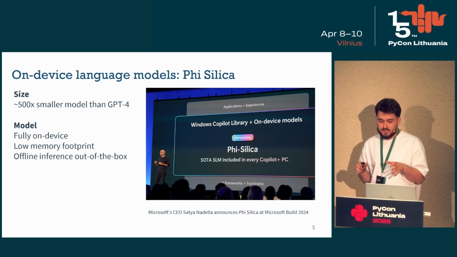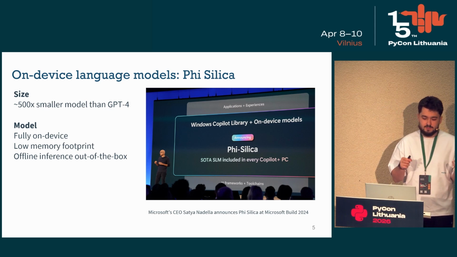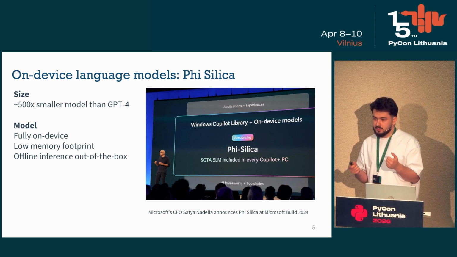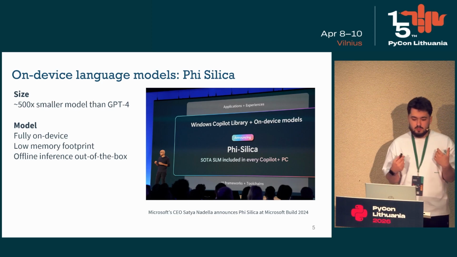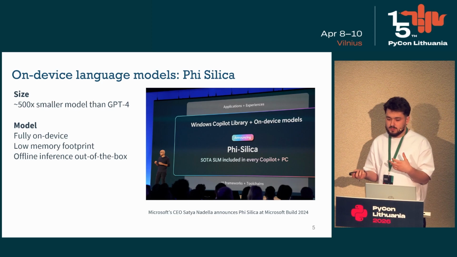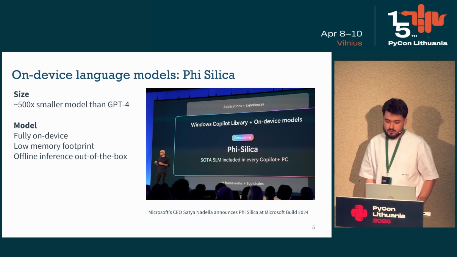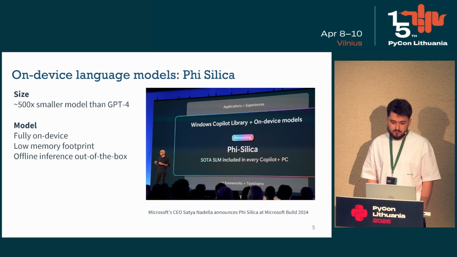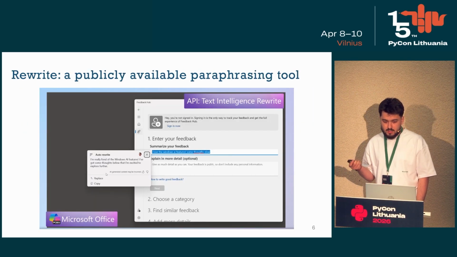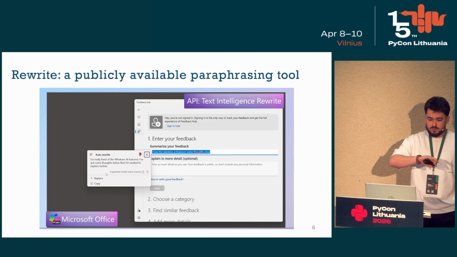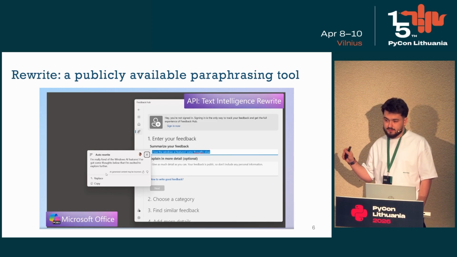Phi Silica is our frontier on-device model. It is 500x smaller than GPT-4, which already gives us the presumption that its quality will probably suffer compared to a cloud model. So let's do our best to make sure it works well. Here on the stage is Satya, our CEO, presenting Phi Silica, on which I work at Microsoft Build 24.